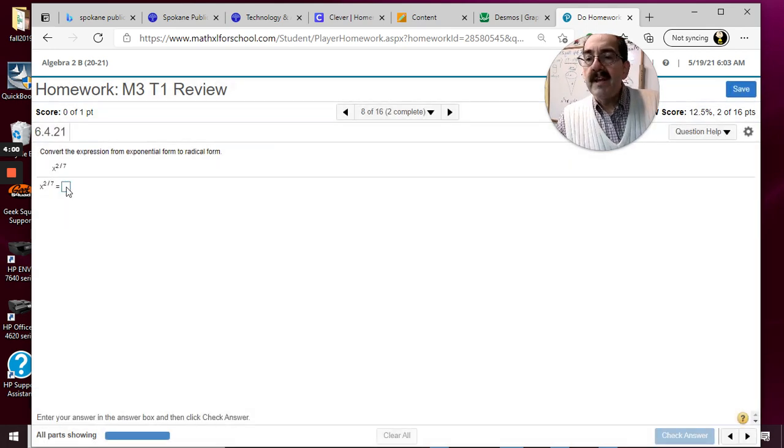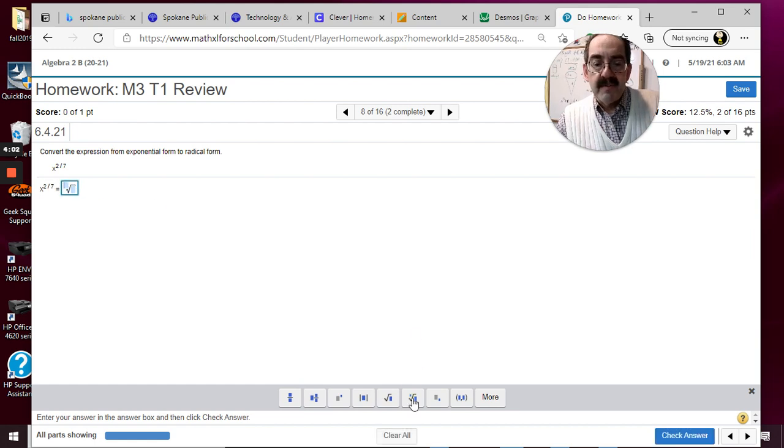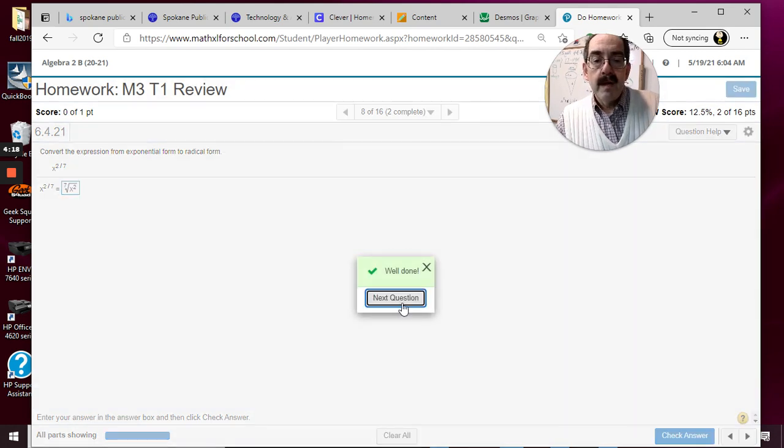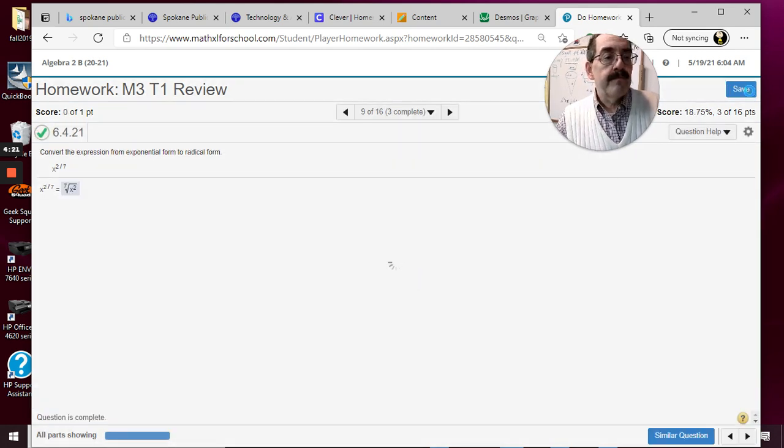Okay, same idea here. We're going to go back. We'll put the 7 on the outside, and on the inside, X to the 2 power. You can go Shift 6, or you can click down here for an exponent. Don't forget that too. Okay? All right, so hopefully that was helpful.